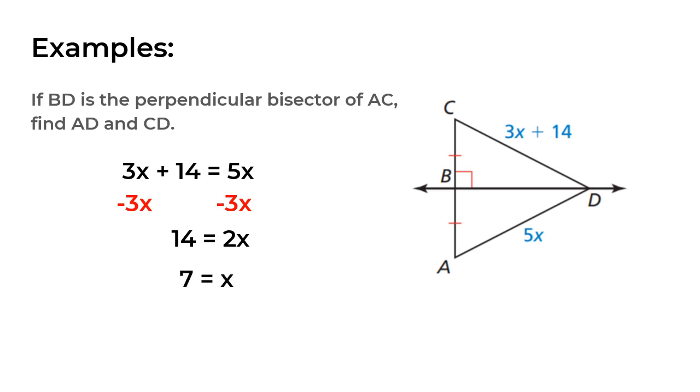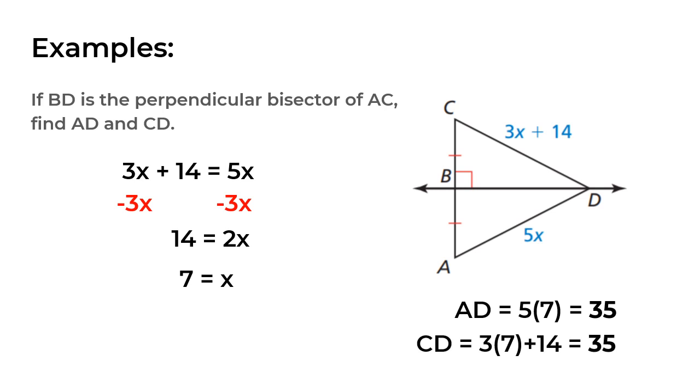X is 7, and then to find the distance from AD or CD, all we have to do is plug in that x value of 7 into both of those expressions. So A to D is 5x, which is 5 times 7, which is 35. C to D is 3 times 7 plus 14, which would also be 35.